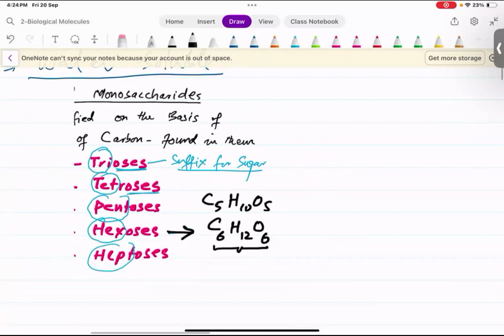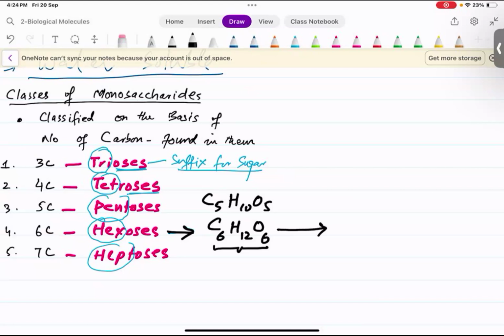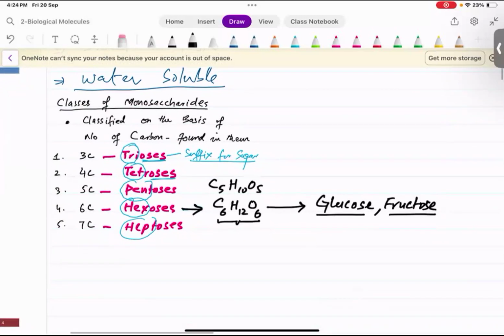Examples of hexoses include glucose and fructose. So glucose and fructose are examples of hexose sugars or 6 carbon sugars. So let's see the structure of glucose first.